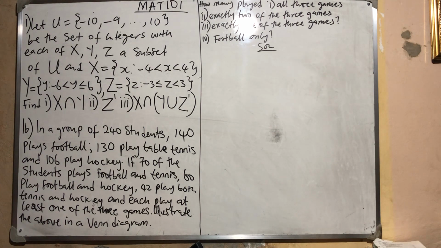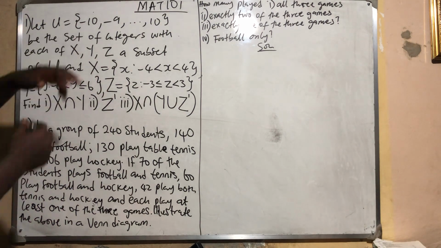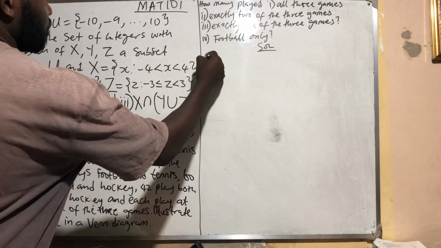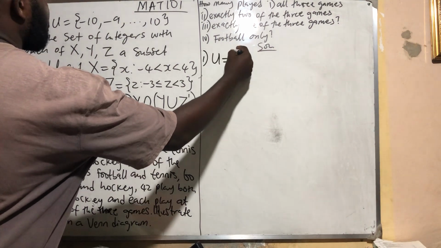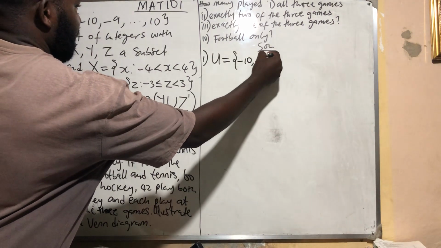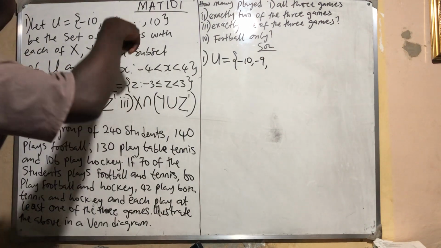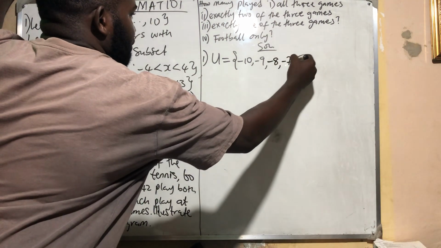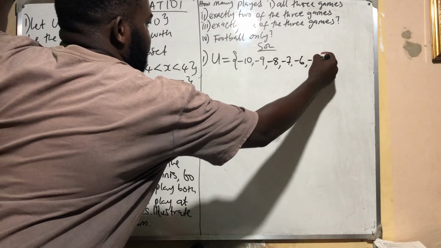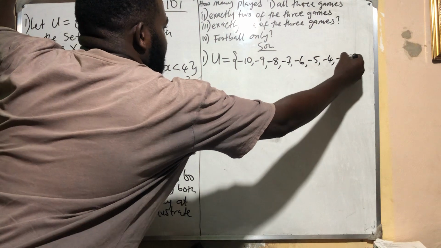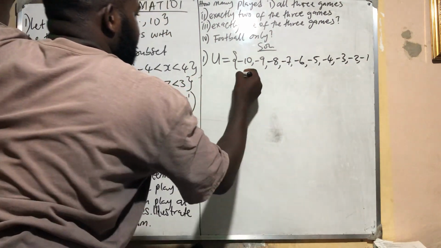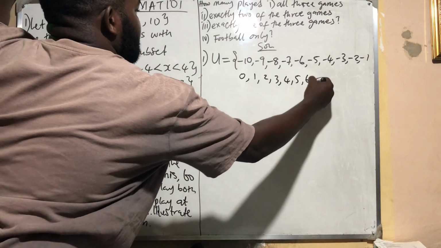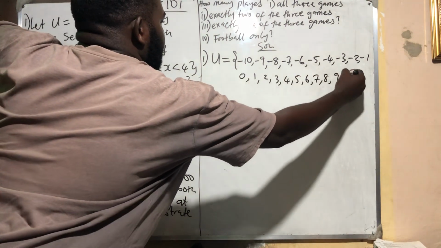The first one is set, and they said that U is the universal set. Question number 1: let U be equal to minus 10, comma, minus 9, comma, dot dot dot, which means it continues like that. So I'm going to have minus 8, minus 7, minus 6, minus 5, minus 4, minus 3, minus 2, minus 1, 0, 1, 2, 3, 4, 5, 6, 7, 8, 9, and 10.